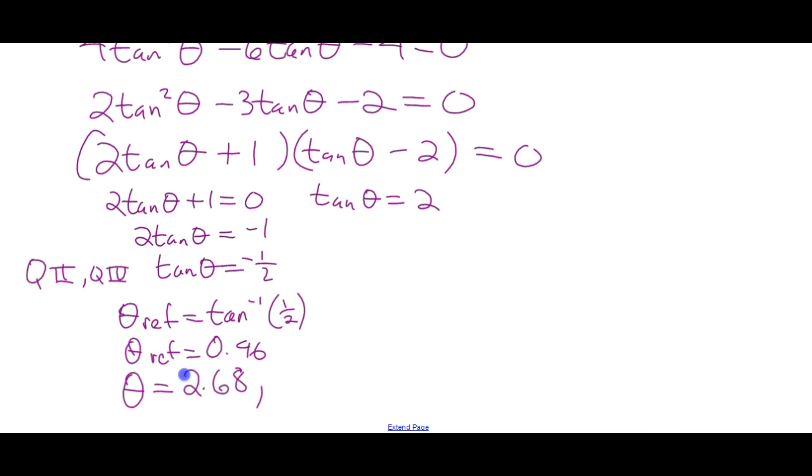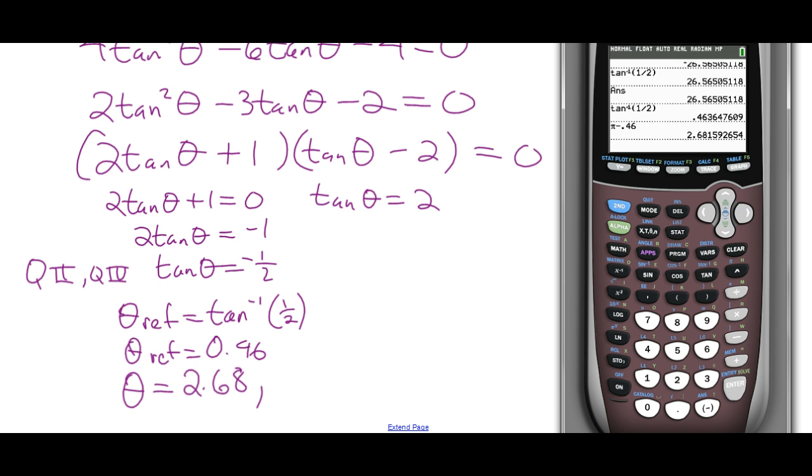And in quadrant 4, what's it going to be? 2 pi minus 0.46. Okay, so let's just bring that back down. Let me throw a 2 in here. 5.82.